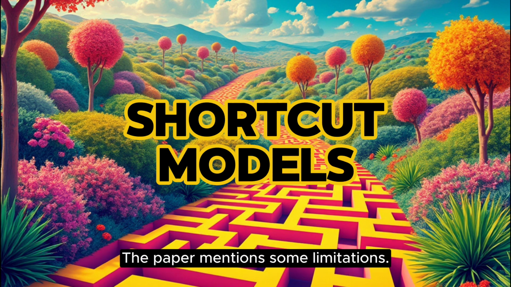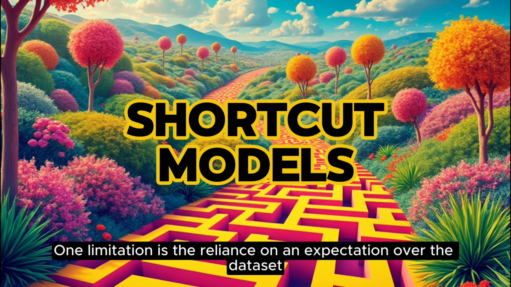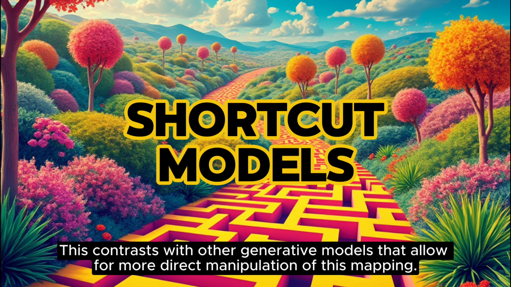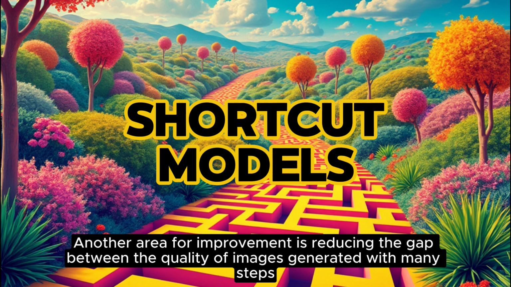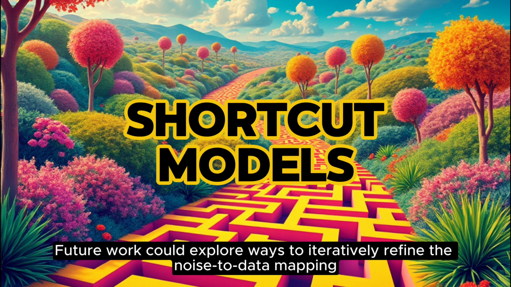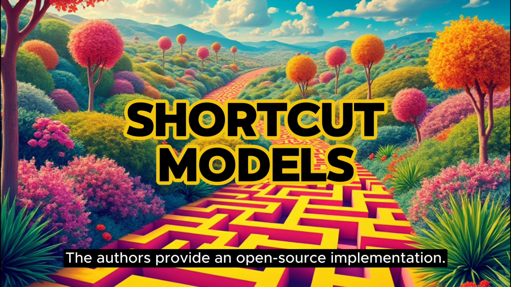The paper mentions some limitations. What are some of the key challenges or areas for future work? One limitation is the reliance on an expectation over the data set for the noise to data mapping. This contrasts with other generative models that allow for more direct manipulation of this mapping. Another area for improvement is reducing the gap between the quality of images generated with many steps and those generated with only one step. Future work could explore ways to iteratively refine the noise to data mapping or to improve the one-step generation quality. The authors provide an open source implementation.